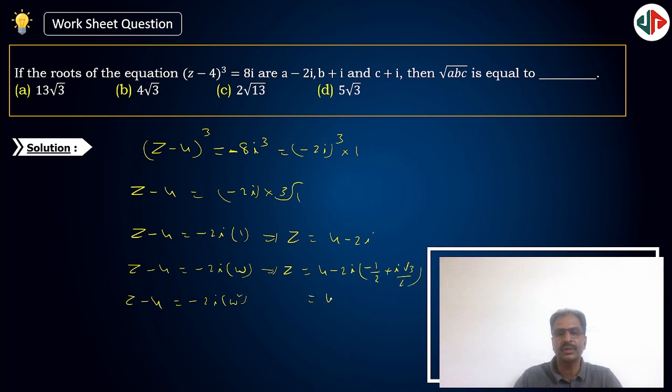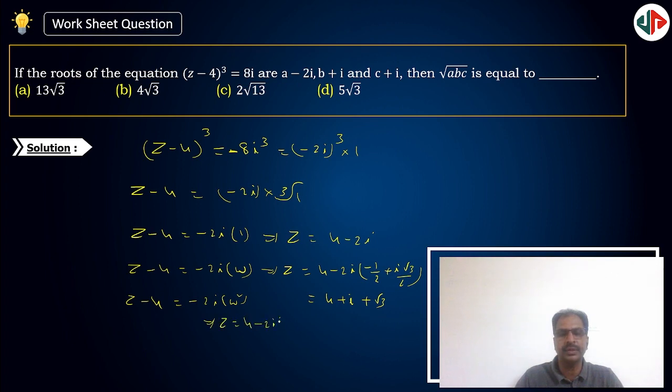So, if you simplify this, 4 plus multiply with 2i. So, 4 plus i minus 2 gets cancelled, root 3 i square. So, plus root 3. So, what is z from this?